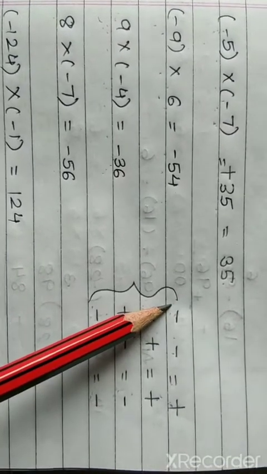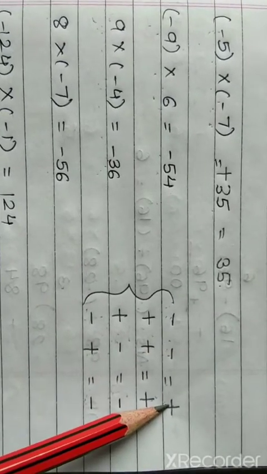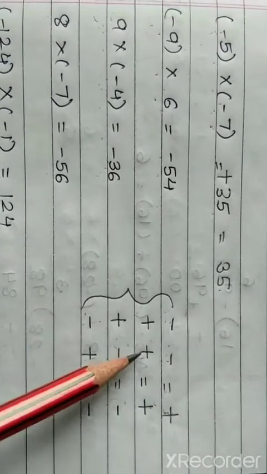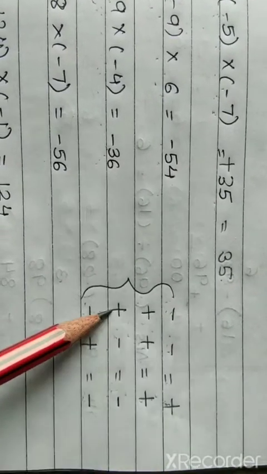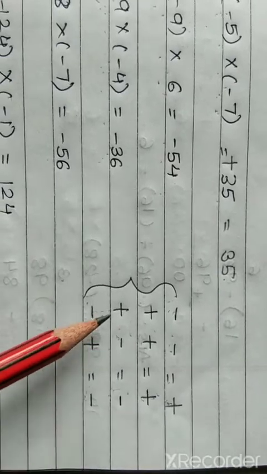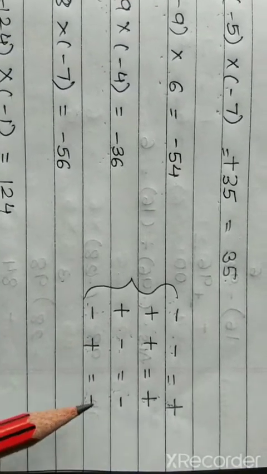That means if your first term is negative and the second term is negative, that means your answer will carry a positive sign. And similarly if two positives are there, then the answer is going to carry a positive sign. And for the rest of the two complicated parts, that is plus minus or minus plus, the answer is always minus.